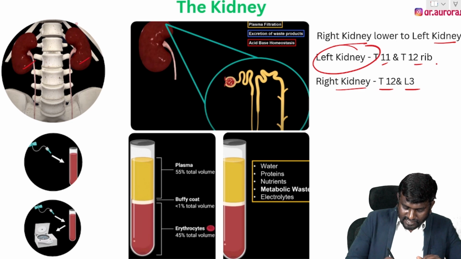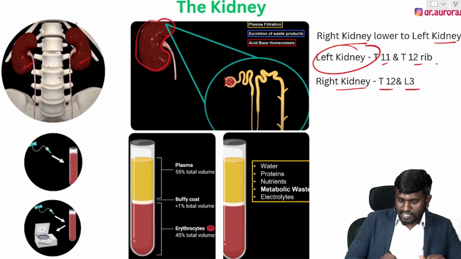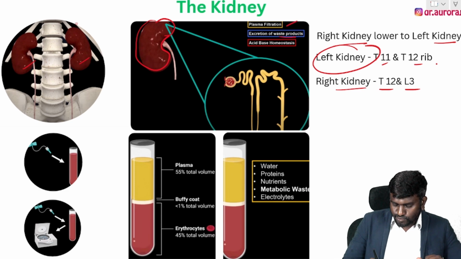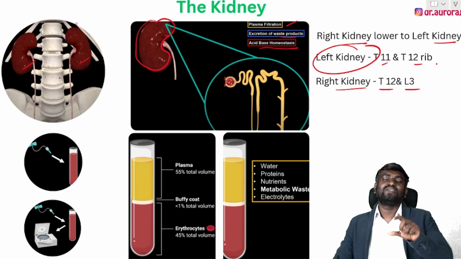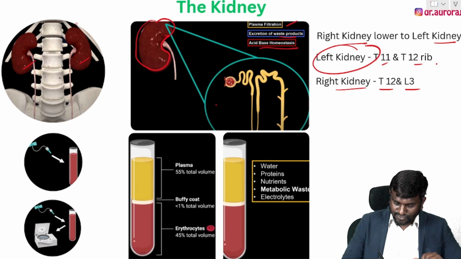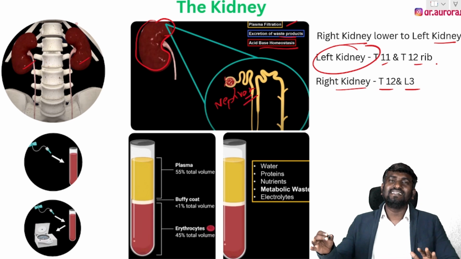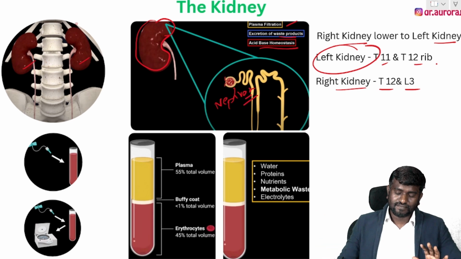Now remember the kidney's main function. We have all studied this since school days, that it helps with plasma filtration, excretion of waste products, and also acid-base homeostasis via the unit of the kidney, which is called what? The nephron. Yes. By the way, what is plasma? How does the kidney help with plasma filtration?